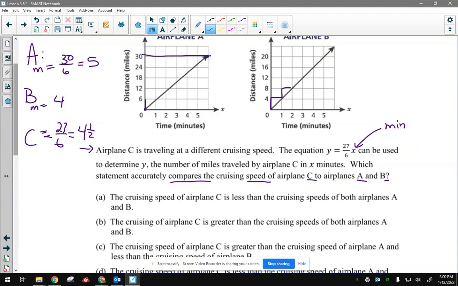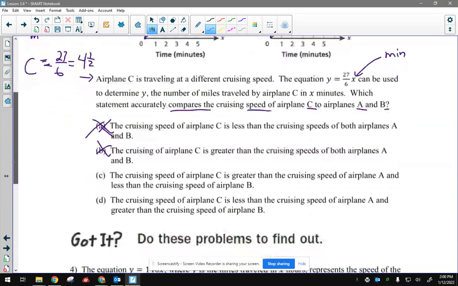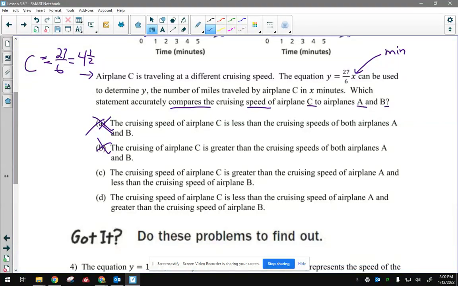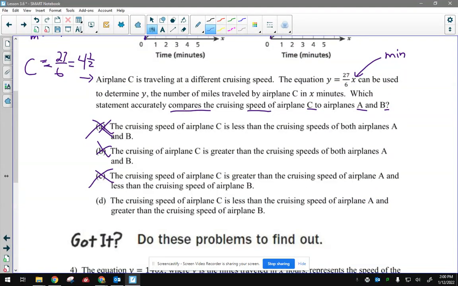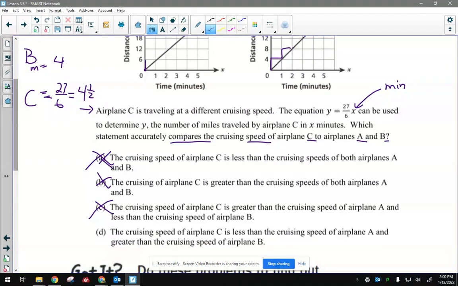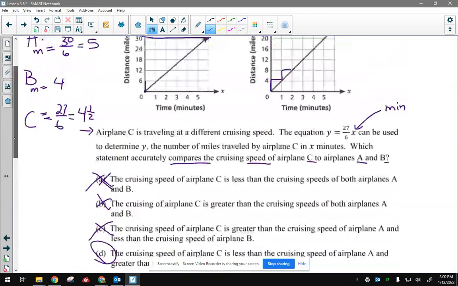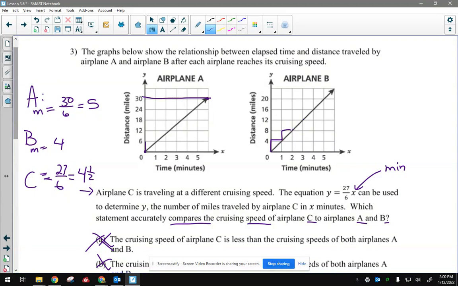The cruising speed of airplane C is less than both airplane A and B. Is that true? No. The cruising speed of airplane C is greater than both A and B. Is that true? No. See, when you do this prep work, it's good. The cruising speed of airplane C is greater than the cruising speed of airplane A. No, I'm not even going to read the rest. Let's check D. The cruising speed of airplane C is less than airplane A and greater than airplane B. Is that right? In order to do that problem, you needed to know how to find slope from a graph and from an equation.